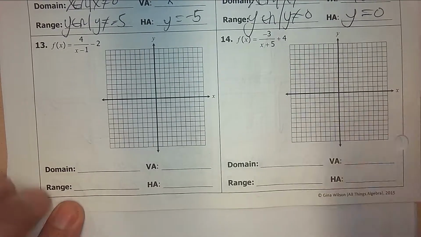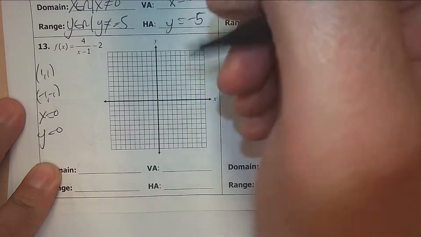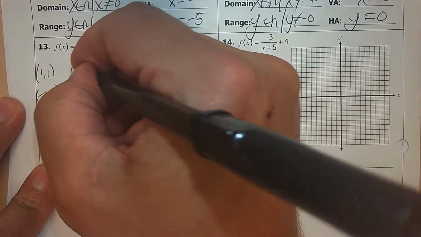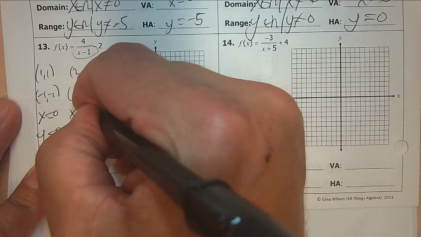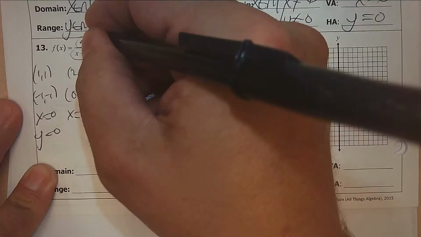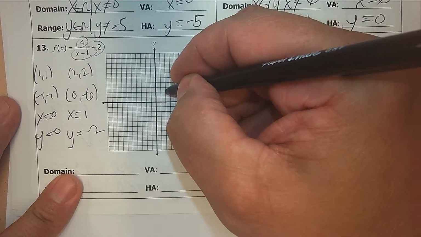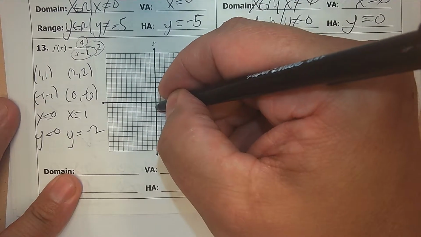13. Start with the parent. Transform it. So we're going to add 1 to each x. And we're going to go times 4 and subtract 2. So 1 times 4, subtract 2. Negative 1 times 4, subtract 2. And 0 times 4, subtract 2. So we're going to plot these. 2, 2. 0, negative 6.